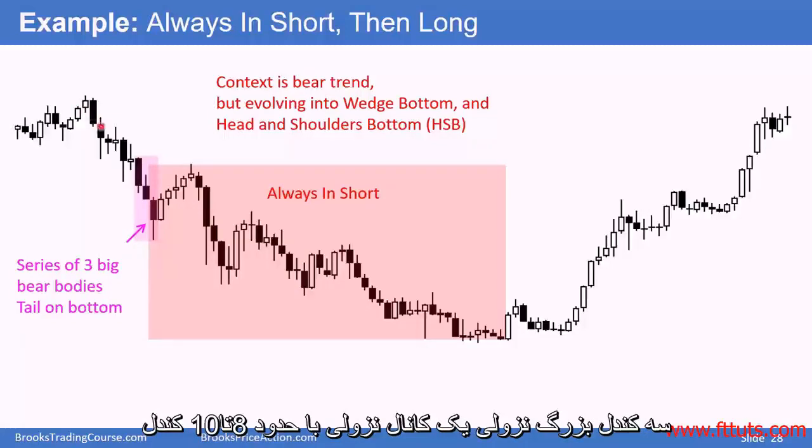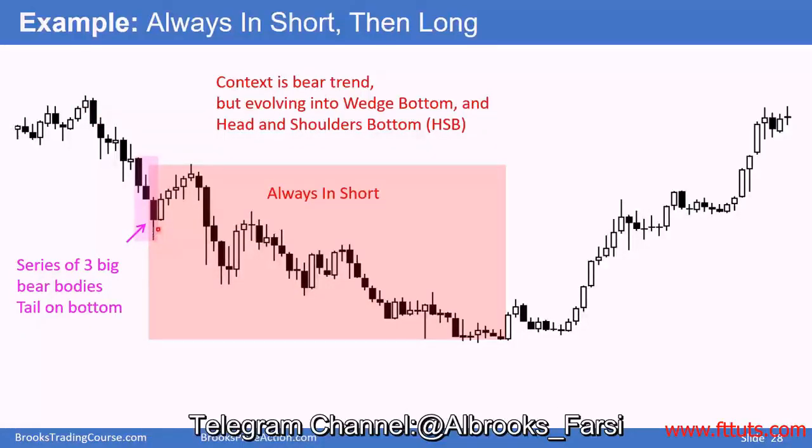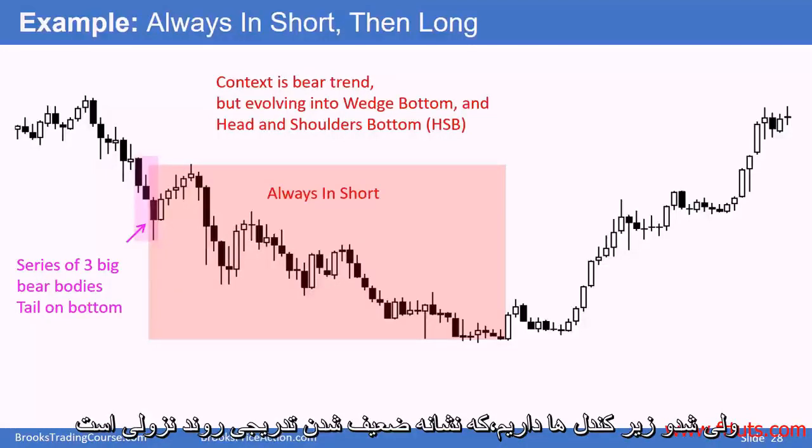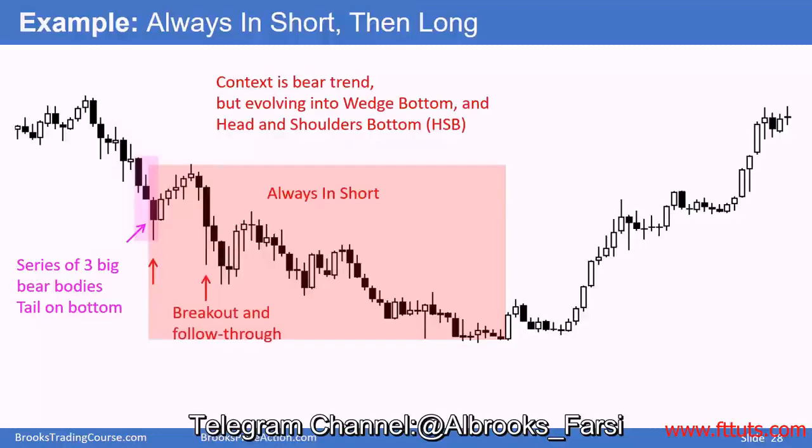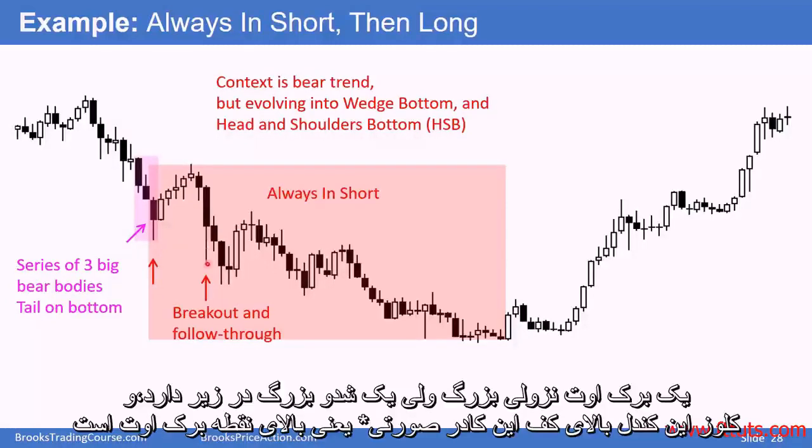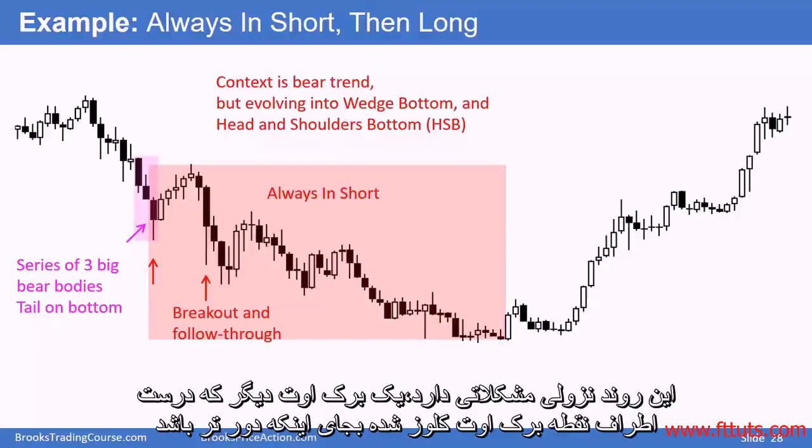Three big bear bars, a bear channel with about 8 or 10 bars, but tail on the bottom of the bar. That's a weakening trend. Another big bear breakout, but a big tail below, and the close of this bar, the bottom of that black box, is above the breakout point. There are problems with this bear trend.